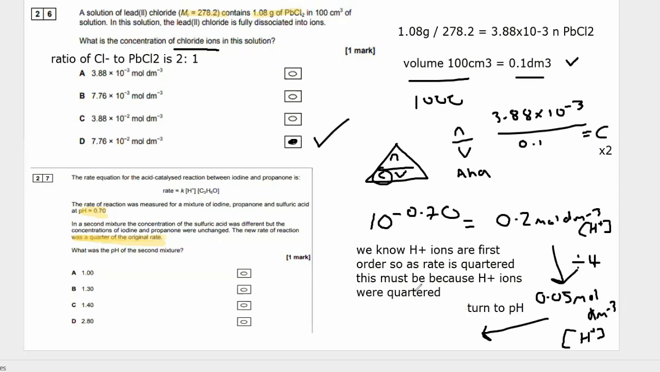And all we need to do is turn that back into pH to find what the new pH is. So we minus log 0.05. And if you do that, you're going to get 1.30. Ta-da!